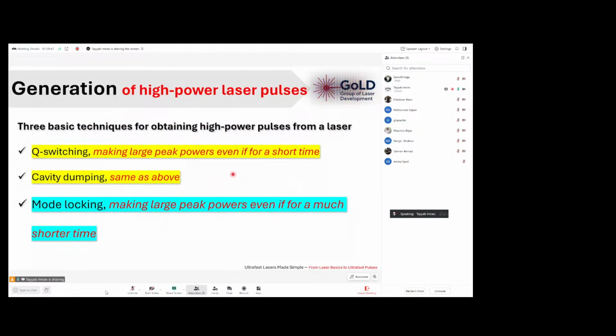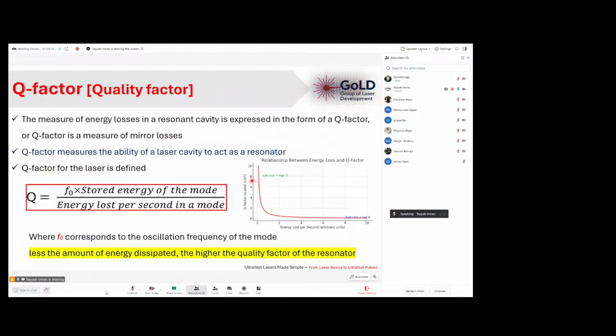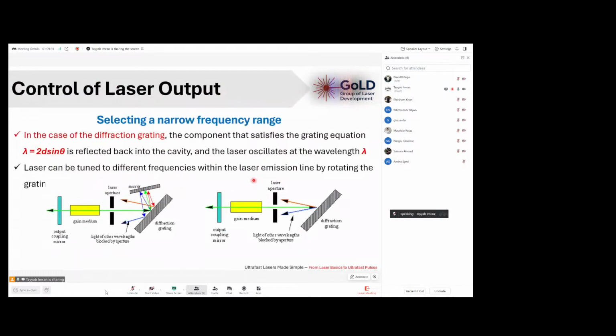Okay, so now, generation of high power laser pulses. Controlling of the laser output is not finished yet, because what I just mentioned here were passive devices or optical elements. But controlling of the laser is a very vast subject, and it has many things. Even Q switching also comes in the same category.